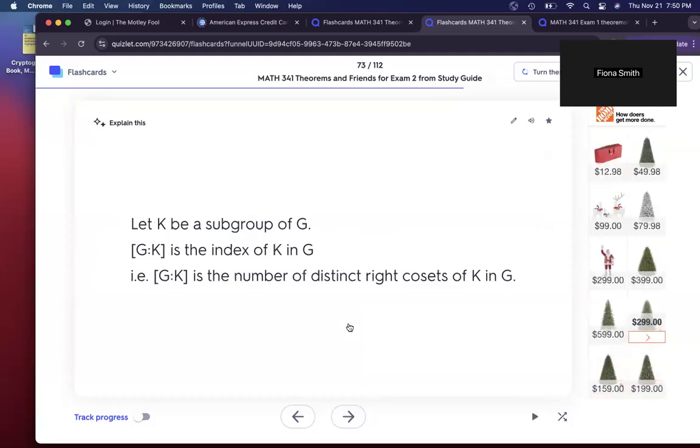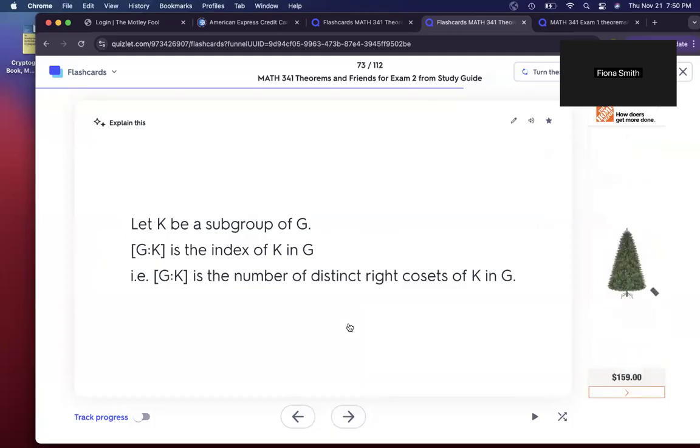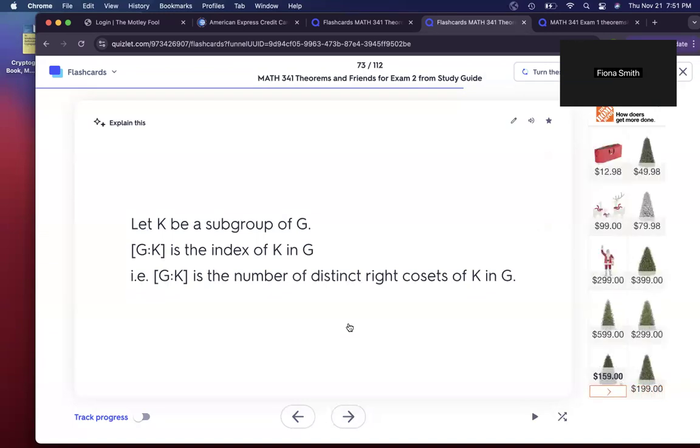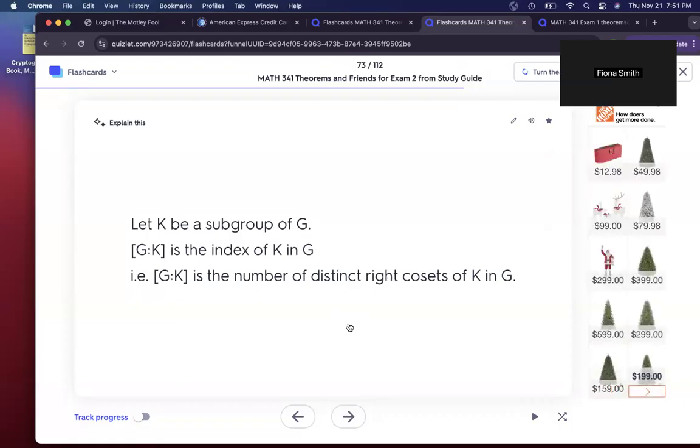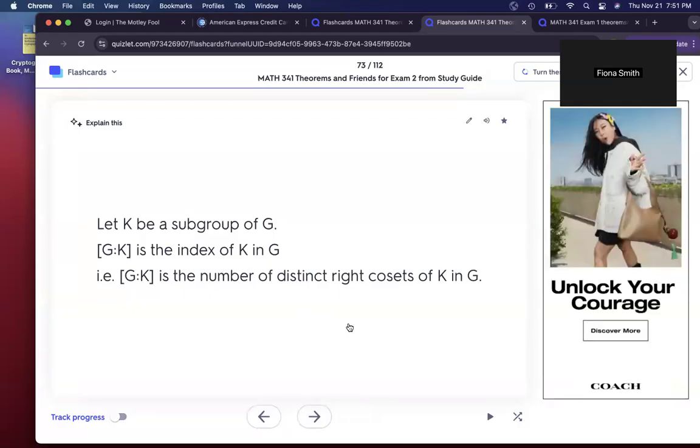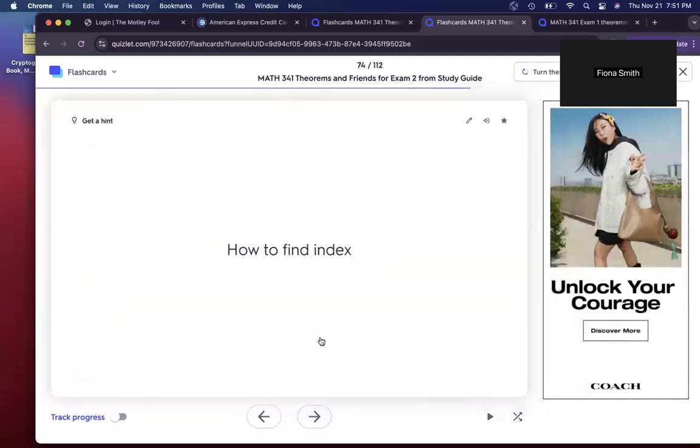Index, we're defining that now. Let K be a subgroup of G. So that notation, bracket G to K, is the index of K in G, but I'm just going to call that index from now on. The index of G to K is the number of distinct right cosets of K in G. It's literally just the number of distinct ones. Like, how many are there? Almost like order or cardinality.